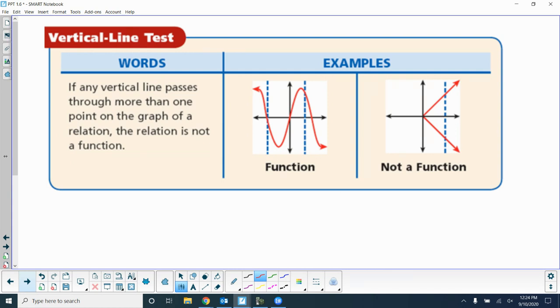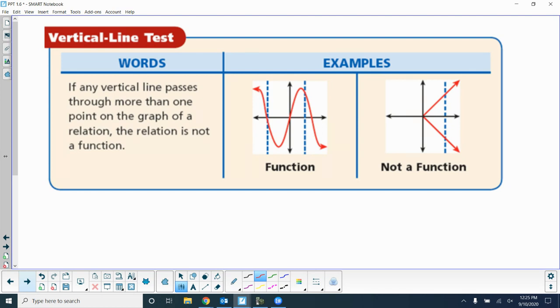So, looking at this graph, this red line, if I draw a vertical line anywhere, how many times do I hit the red line? Once, so that's a function. But if I look at this one, and I draw a couple vertical lines, what happens? It hits more than once, right? It's twice, so it's not a function. So that's the vertical line test. That's a quick way to look at a graph and tell if it's a function or not.